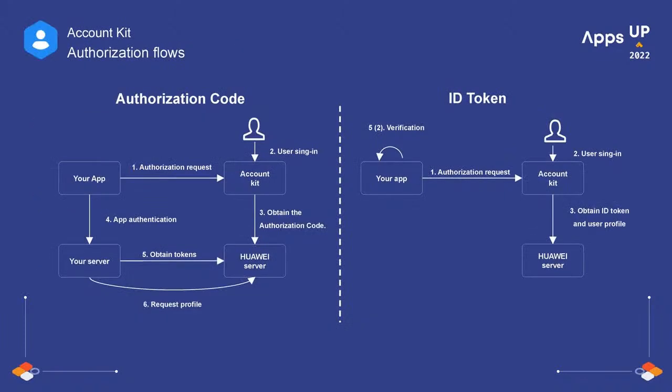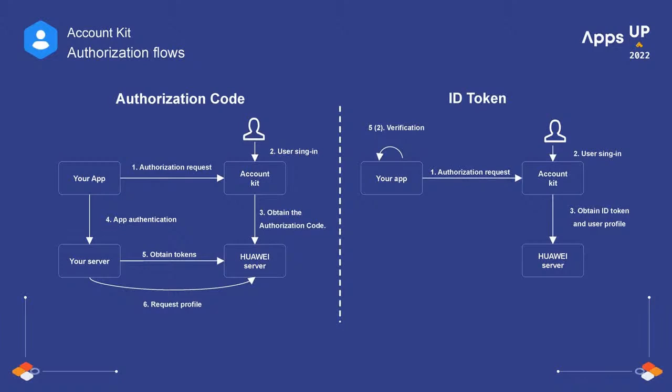So Huawei Account Kit has 2 authorization flows. The first one is called authorization code. You would go with this flow if you have a server side. The way it works is that your app first integrates the Account Kit SDK, then it will send an authorization request to Account Kit. Account Kit then will show an authorization page to the user where the user has to grant your app access to their Huawei ID.